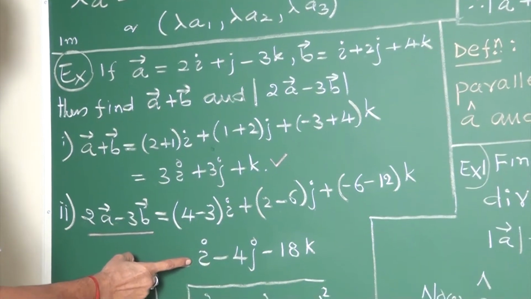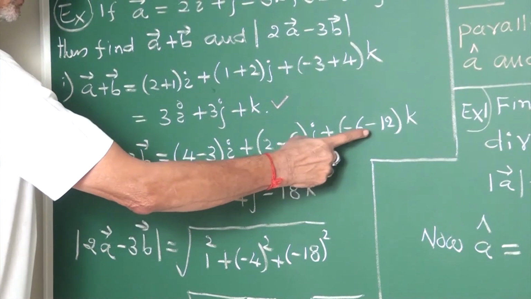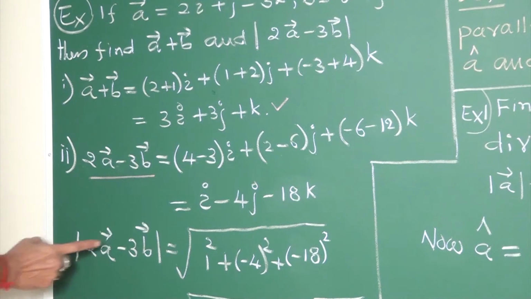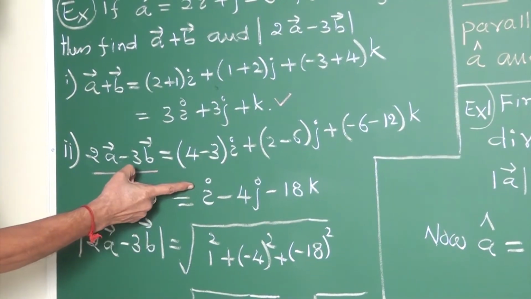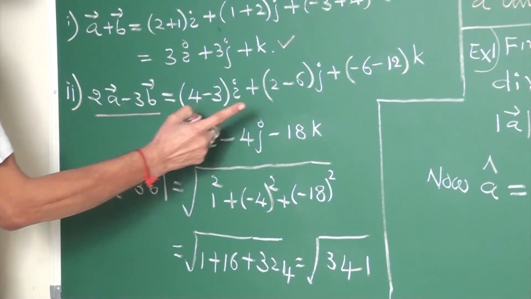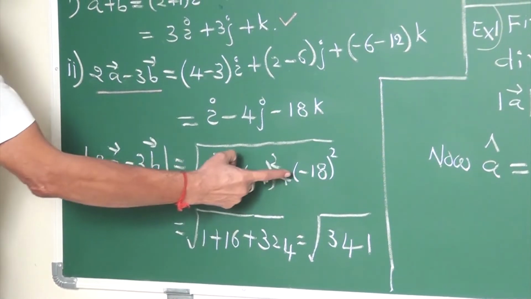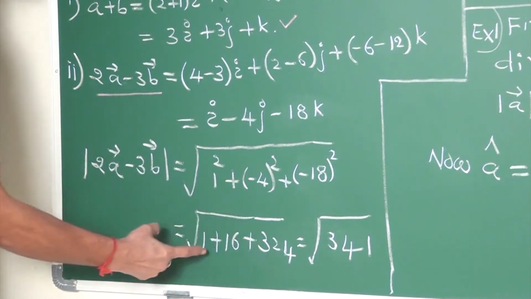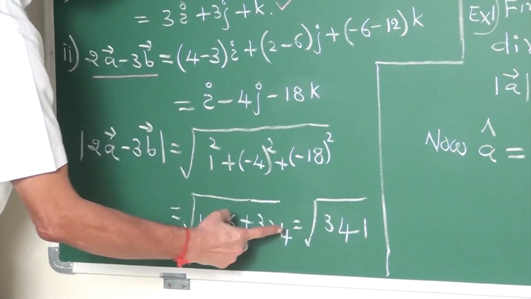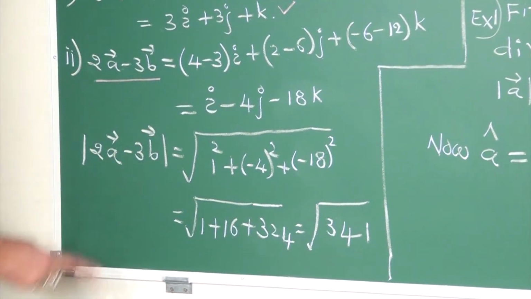Simplify. 4 minus 3, 1. Plus 2 minus 6, minus 4. Minus 6 minus 12 is minus 18. It is 2A minus 3B. We wanted its magnitude. Square root of 1 squared plus minus 4 the whole squared plus minus 18 the whole squared. 1 squared is 1, minus 4 whole squared is 16, plus 324. If you add them, you get 341. This is the answer, my friends.